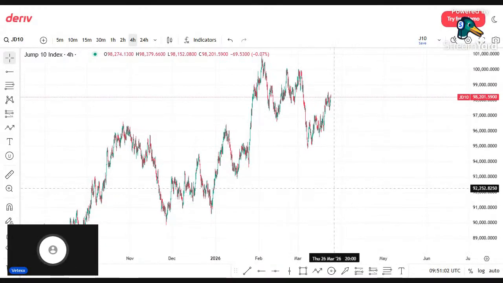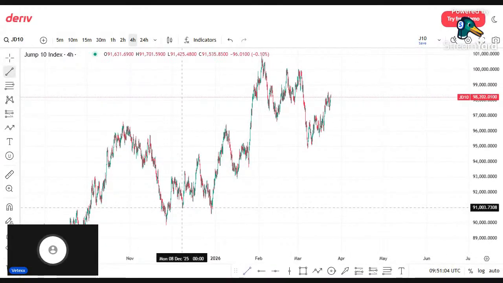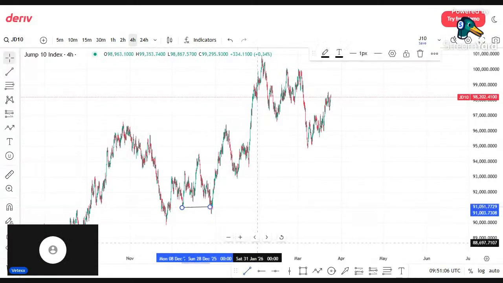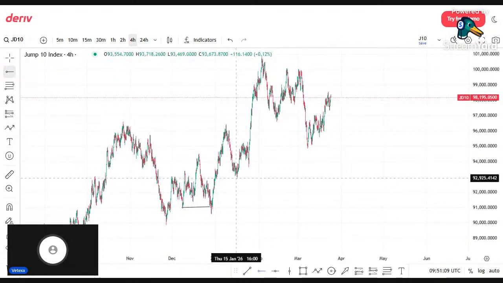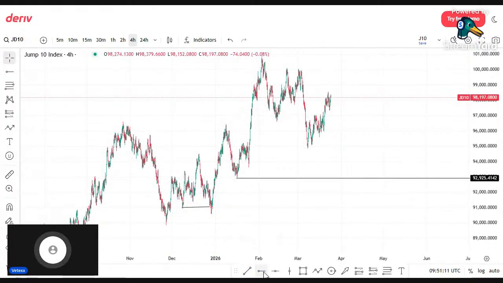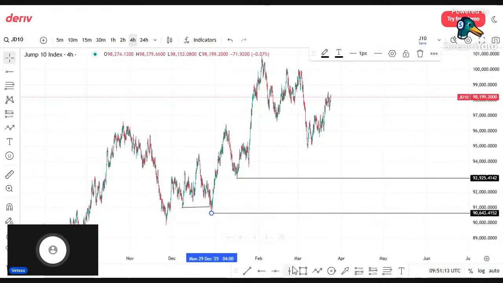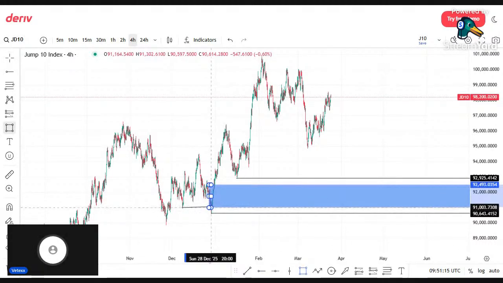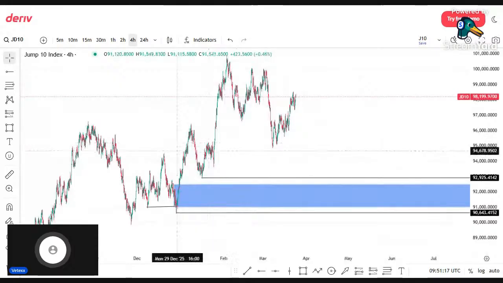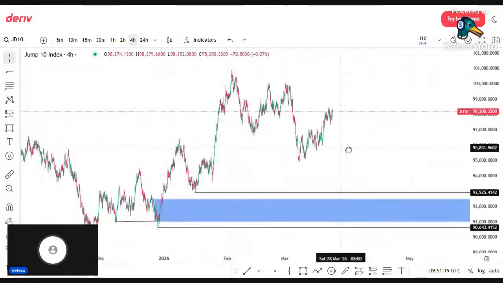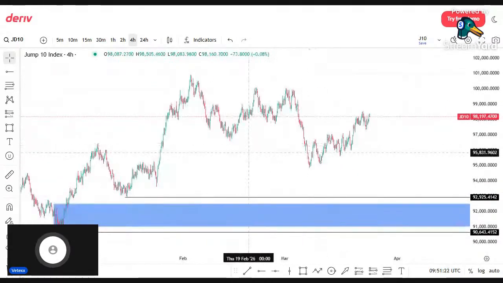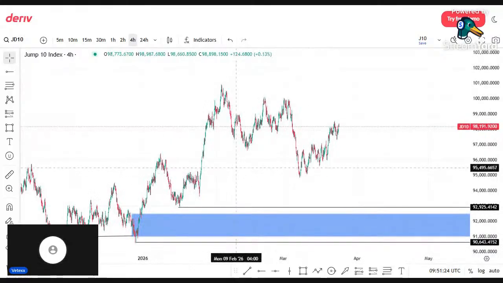So we have this sweep of liquidity, which is this, and we have a structural liquidity, which is this, and also our protected low on Jump 10, and this becomes our new point of interest. So we'll be anticipating the price to also come here, give us a continuation for a buy, then we'll be able to buy Jump 10.